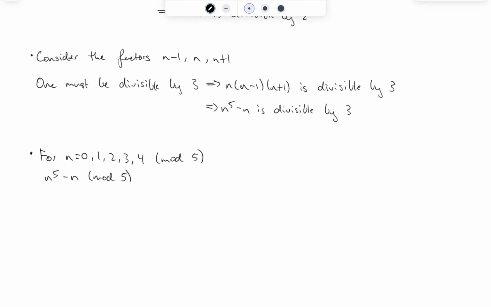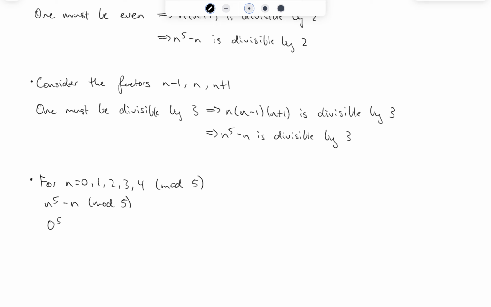So let's consider 0 to the 5. I mean, you can do this, take the whole thing in mod 30, do all the cases up to that point from 0 to 29.